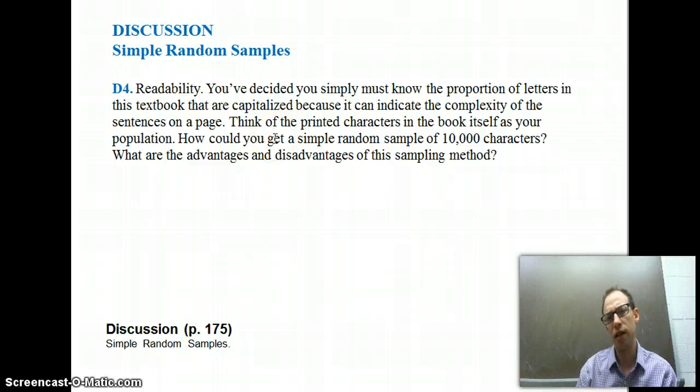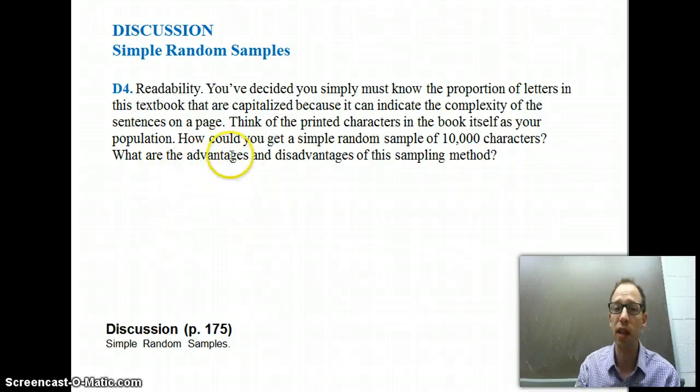Okay, here's a puzzle. You may pause this, read it, and try to take a gander yourself. Simple random sample of 10,000 characters. We could list all the characters of the book and use a random number generator to get 10,000. That would be extremely time consuming. Another method might be, if it's a 300-page book, first we choose 10 pages at random, and then on each of those pages we take the first 1,000 characters.